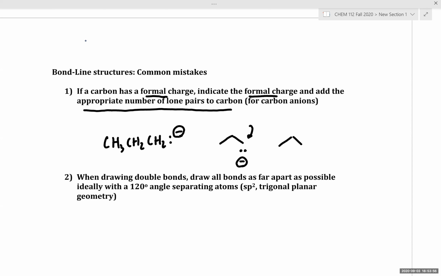How many hydrogens do I need to draw? So considering it has a lone pair and a bond already, how many hydrogens do I need to draw? Two. Two, exactly right. Because as we see, that gives us a formal charge of 4 minus 3 minus 2, of -1. Does that make sense? So if your carbon has a formal charge, make sure you label the formal charge and you explicitly draw the lone pairs, and you add the appropriate number of hydrogens to match the target formal charge.